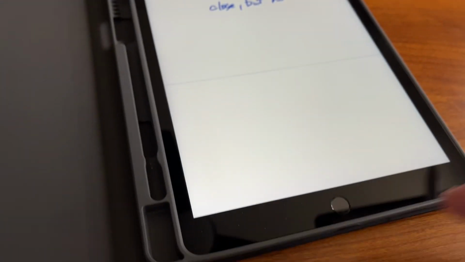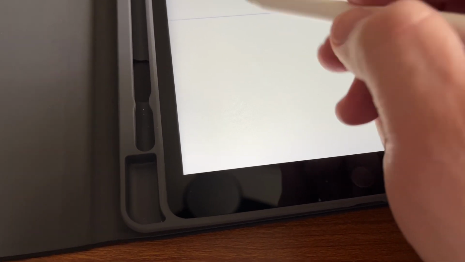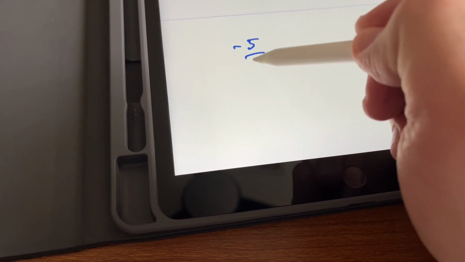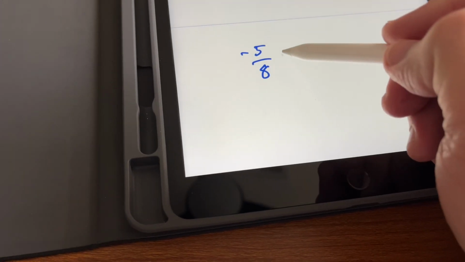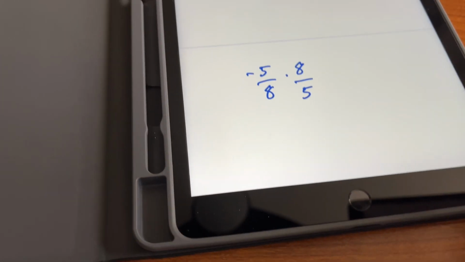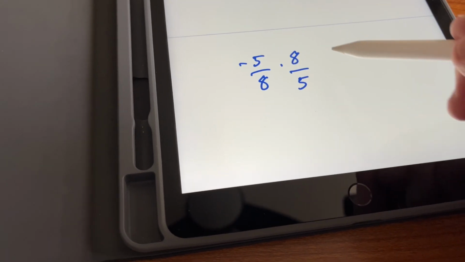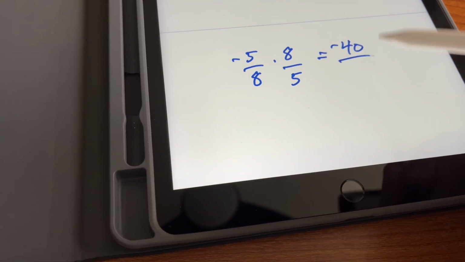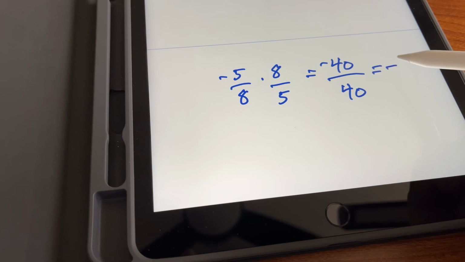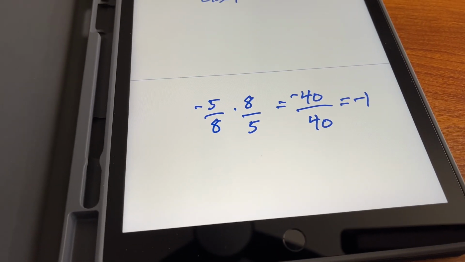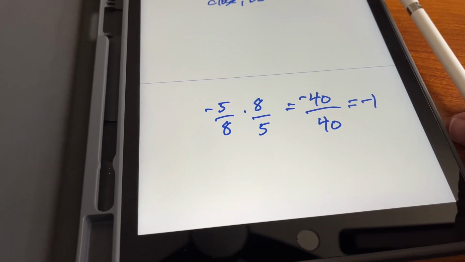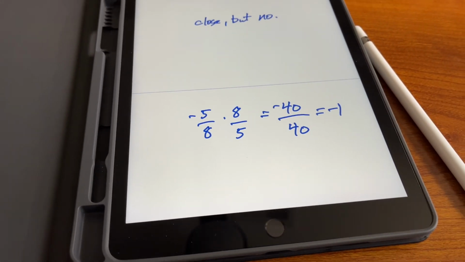I'll give you an example. Let's suppose that the slope of one of the segments, I don't know, was -5/8, and the other one was 8 over 5. Well, that's what a negative reciprocal looks like. And when you multiply them together, you get -1. So two slopes are negative reciprocals.